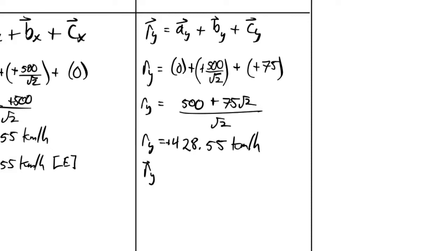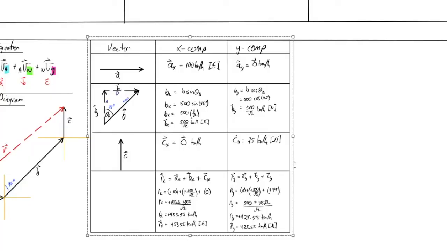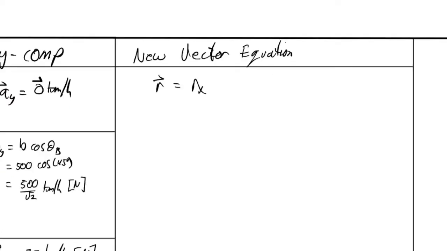So as a vector, that is Ry is equal to 428.55 kilometers per hour, and that would be north. Okay, so next, now that we have our Rx and our Ry, the next step is to start with the new vector equation followed by the new vector diagram. So R is equal to Rx plus Ry.